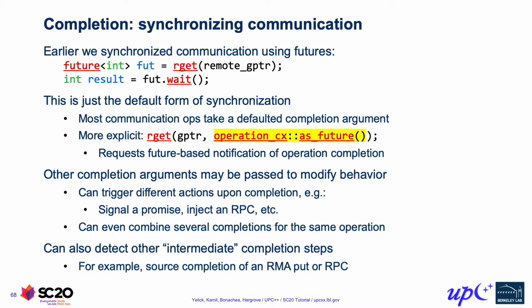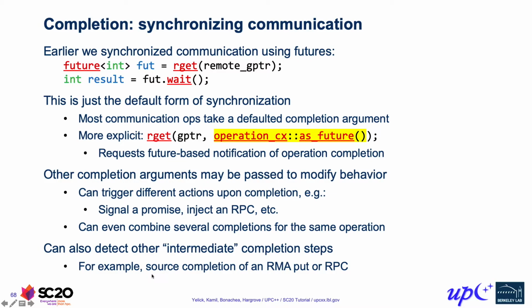So far, we've relied on futures and callbacks to get notification of the completion of an asynchronous operation. UPC++ actually has several different mechanisms for obtaining that notification, and futures just happen to be the default one for most operations. Another thing that UPC++ provides is notification of intermediate completion steps as well.